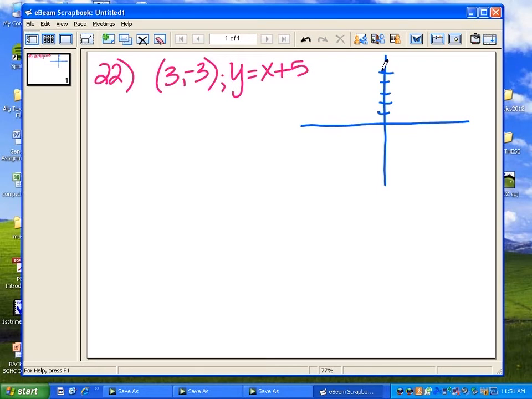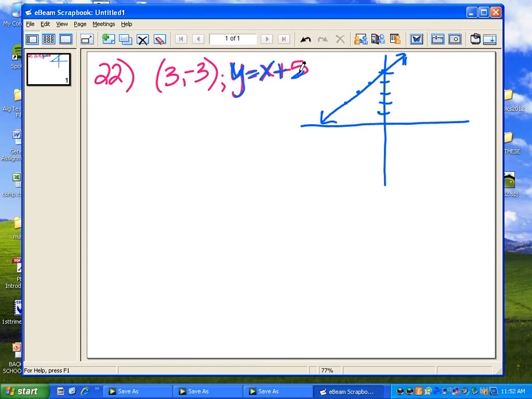Okay, and my slope is 1. So down 1 over 1, down 1 over 1, down 1 over 1. Okay, this is my original line that they just gave me. And I'm going to go over it in blue. Okay, that blue line is the one that they just gave us.